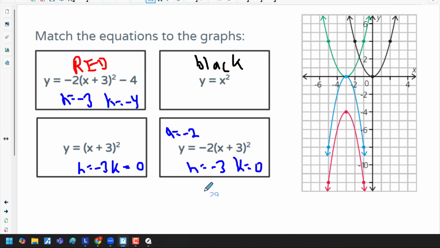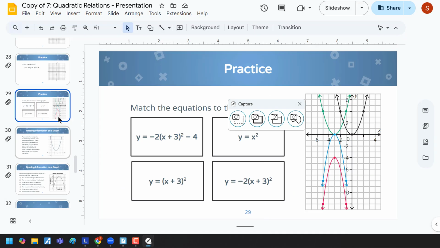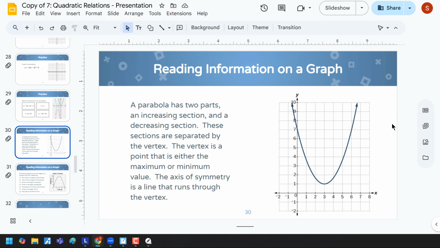What does that mean? Well, both of these are going to have the exact same vertex, and you can see that the blue and green graphs have the exact same vertex, but one's pointing down and one's right side up. The one that has the a value of negative 2 is pointing down, so the blue graph is pointing down. And finally, the green graph is here. This one here, because the vertex is negative 3 and 0 and is facing upwards. So this is how you do an example like that. Process of elimination.